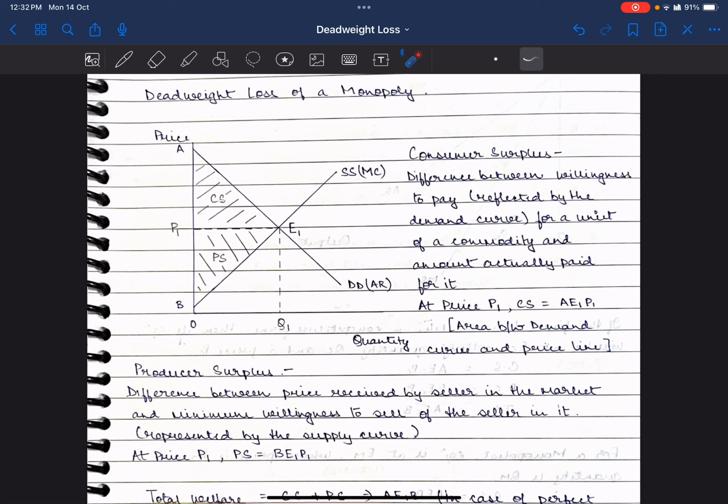So the definition states that consumer surplus is the difference between willingness to pay for a unit of commodity and the amount that is actually paid for it. Graphically, we can see that at price P1, consumer surplus is the triangle AE1P1. Similarly, producer surplus is the difference between the price received by the seller and the minimum willingness to sell of the sellers. That is, it is the triangle BE1P1.